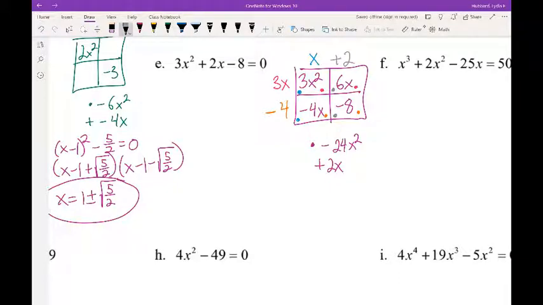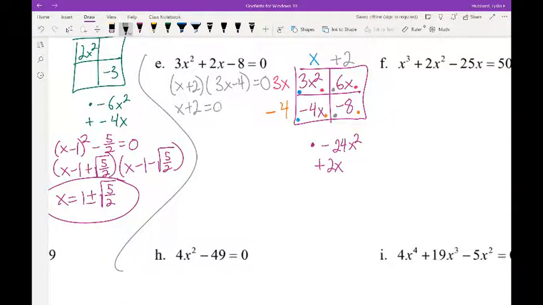So this is going to factor to x plus 2 times 3x minus 4. And again, it's set equal to 0. So that's our factoring portion. Now we'll take each of those, I'm going to draw a little line. We'll take each of those factors and we'll set them equal to 0.